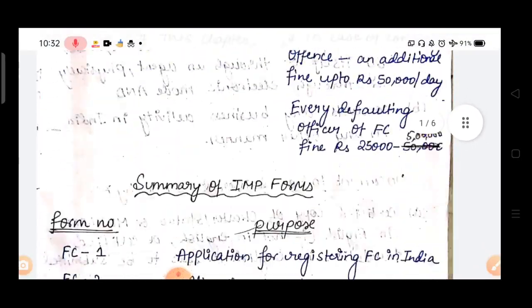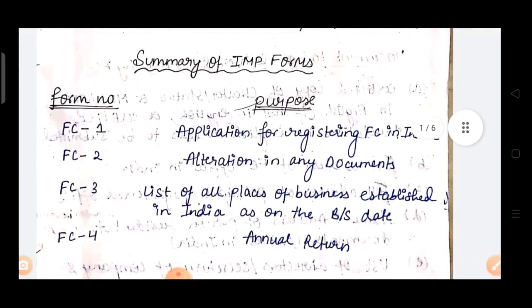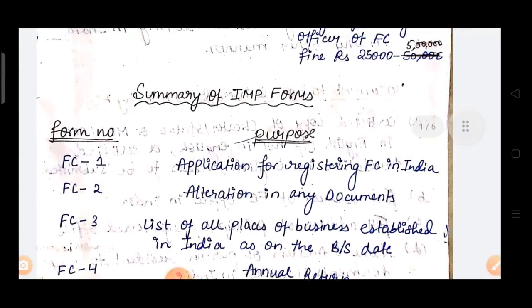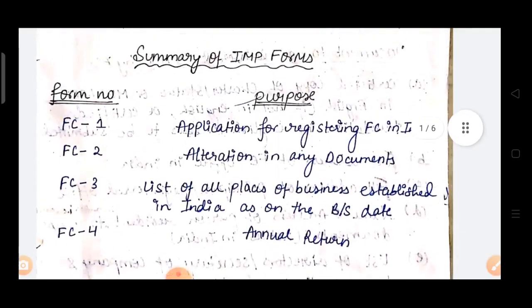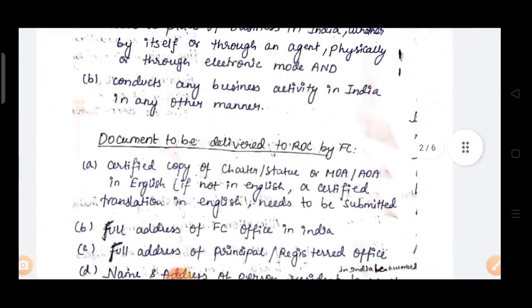Remember, over here we did this FC1. See this FC1, it's the application for registering a foreign company in India. So when an application is given for registration of a foreign company in India, then certain documents are to be submitted for registration. This application for registration is made in FC1, or you can say the above information is submitted in FC1. Application submitted in FC1 or documents submitted in FC1, both are the same. Basically, registration of a foreign company in India is done through FC1.